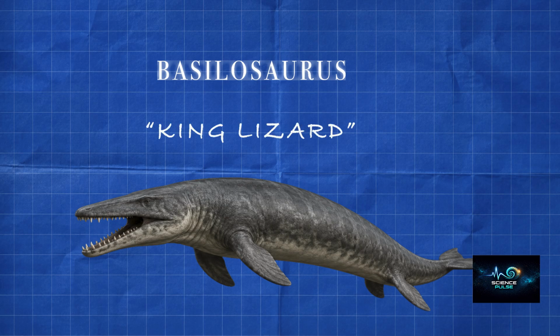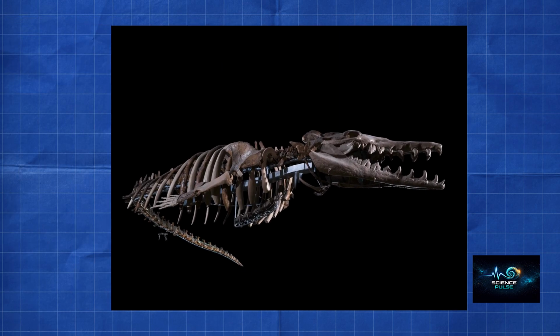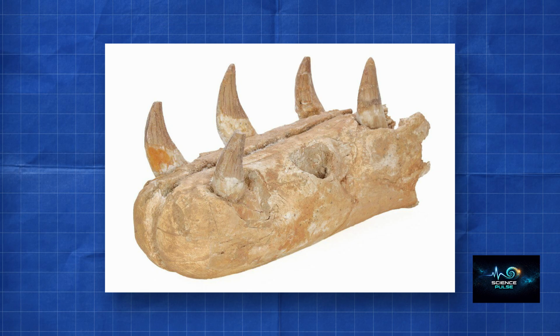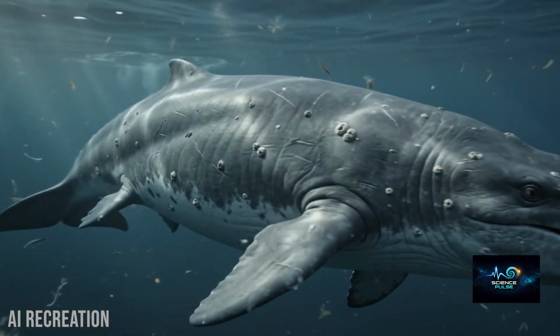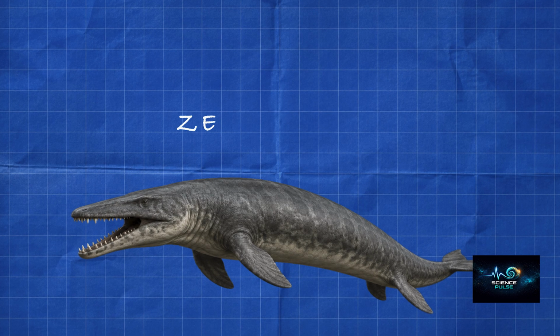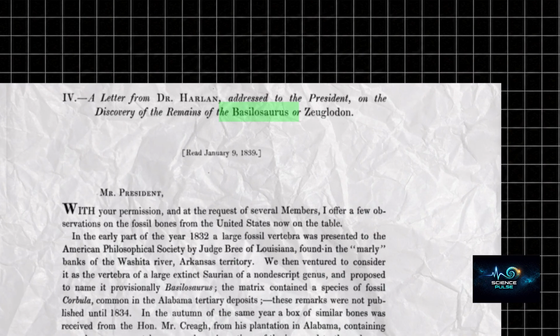lizard. This was incorrect. The British anatomist Richard Owen later studied the same material and identified features in the teeth found only in mammals. He recognized Basilosaurus as an early whale and proposed renaming it Zeuglodon, yoke-toothed. But zoological rules give priority to the first published name, so Basilosaurus remains official despite being biologically wrong, one of the most famous misnomers in science.